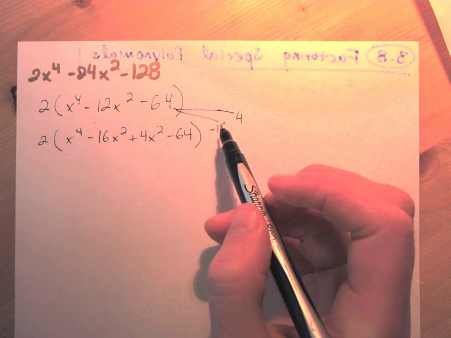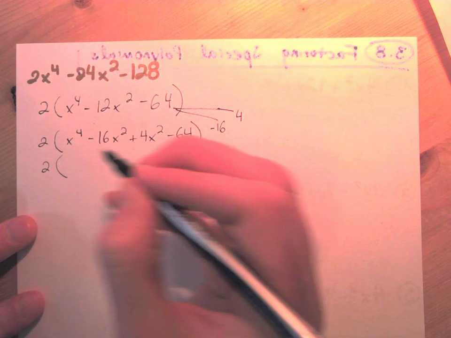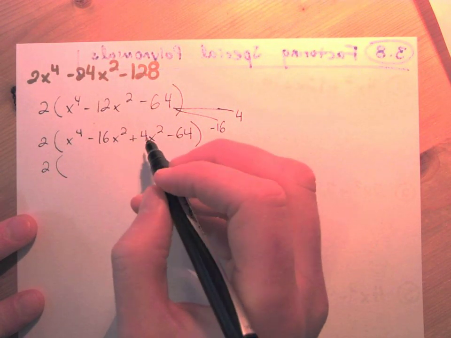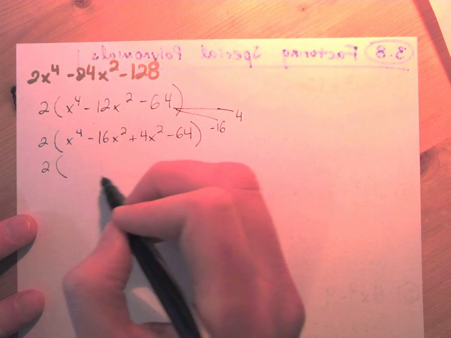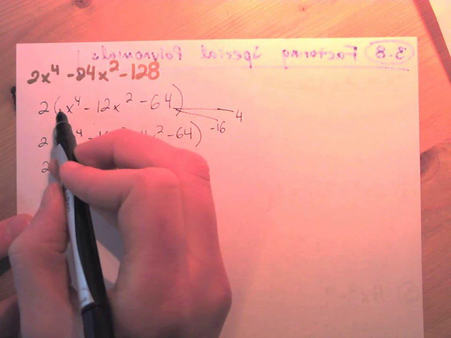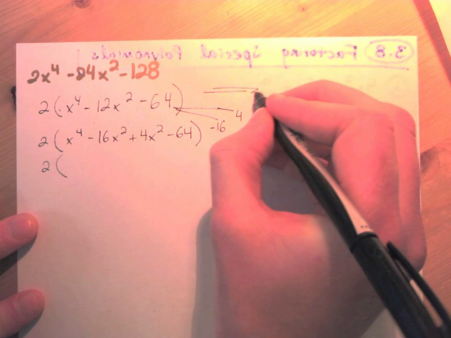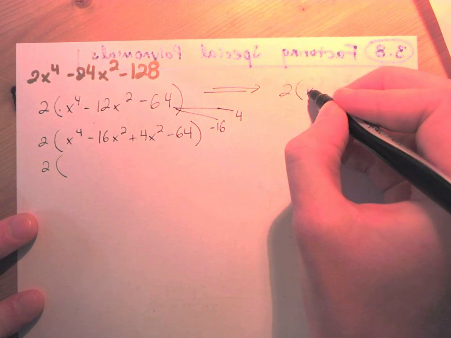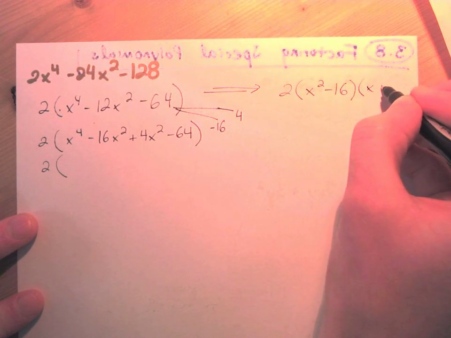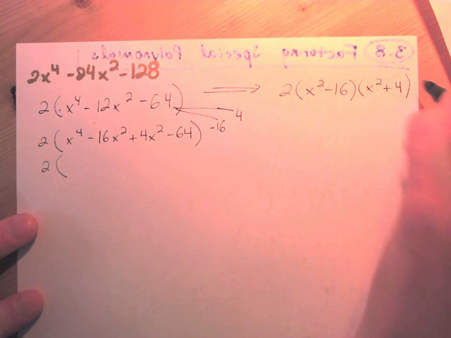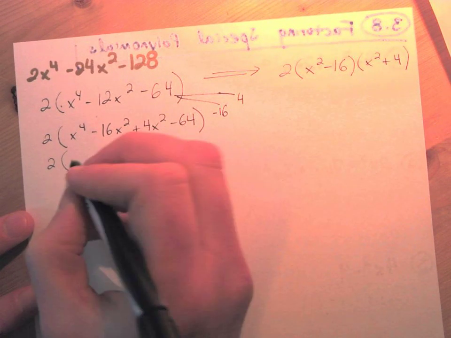Okay. So now we can take this 2, and we can go, one thing to add is before I finish this, since this was an easy trinomial and I found those two factors, I could have done a shortcut and just wrote 2 times x squared minus 16 times x squared plus 4. I could have just wrote it like that. But I'm going to do it our normal hard trinomial way, just to show.